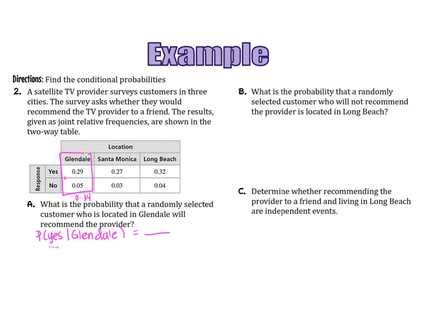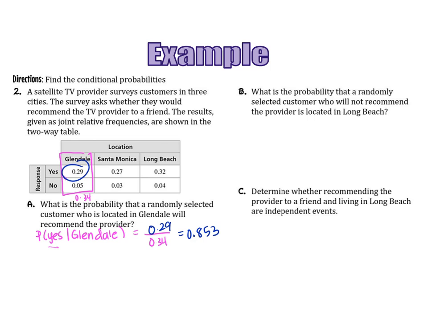So given, that's going to be in the denominator, given that we're in the Glendale column, that's our denominator, 0.34. Given that information, what number of those people chose yes? So given 0.34, what's the yes in that column? The yes is 0.29. And then you can grab a calculator and do 0.29 divided by 0.34, and this is going to give you 0.853. So the probability that someone would recommend the provider, given that they are from Glendale, is 0.853.